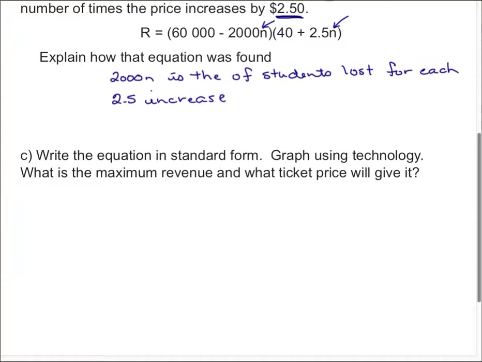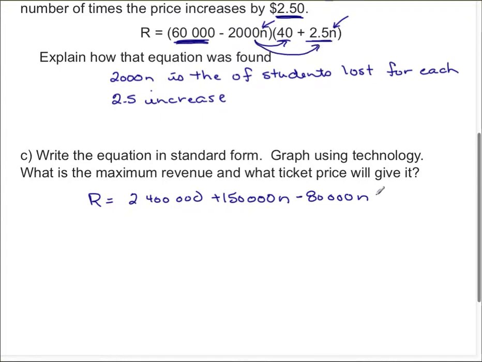Okay, write the equation in standard form and use graphing technology. So I'm going to really quickly write this in standard form. We're going to expand this out. 60,000 times 40, we've already done that once. That's 2,400,000. And then I'm going to do 60,000 times 2.5n, which is going to give me plus 150,000n. Then I have to do this one, which is going to give me minus 80,000n, and then 2,000n times 2.5 is going to give me minus 5,000n squared.